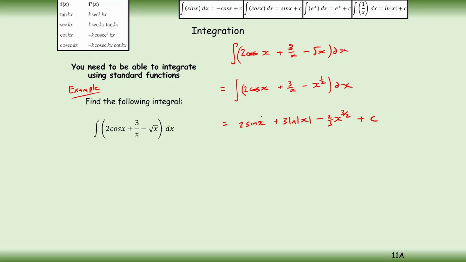Okay. So term by term integration. These are standard functions. Cos gives you sine. Ignoring the 3, 1 over x gives you log of x. So we've got our log of x there, and we've got our cos of x there. So hit pause and copy the example down. Once you're done, hit play and we'll look at another example.